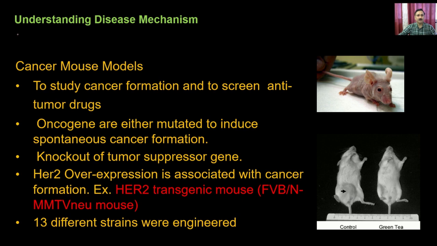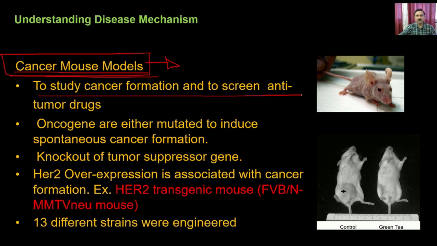Now let's go on to the next model, and the next model is the cancer mouse model. The cancer mouse model is a very popular way of studying cancer because the mouse is very easy to handle. The main purpose is to study the cancer formation and to screen tumor drugs, right? To study how cancer forms, what the different mechanisms and processes are, and so on.